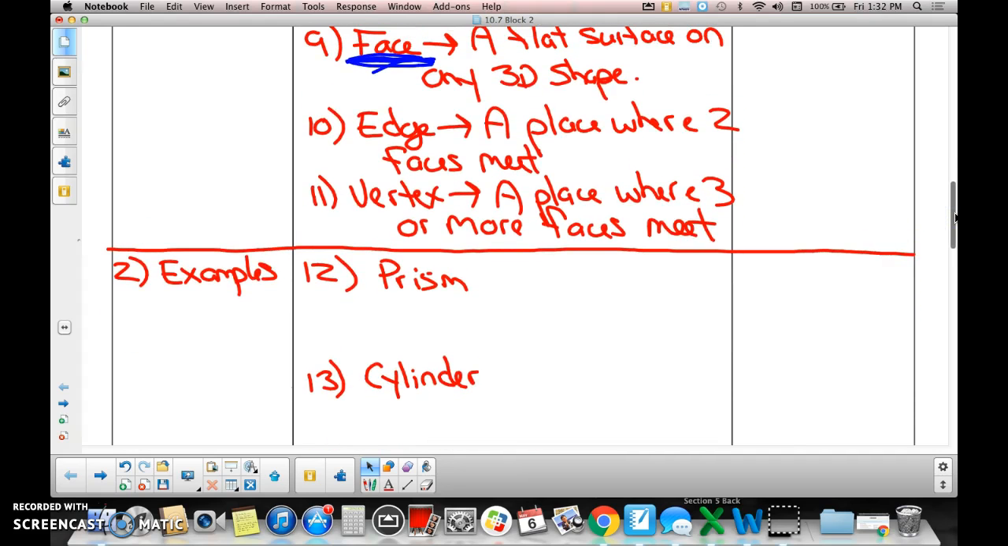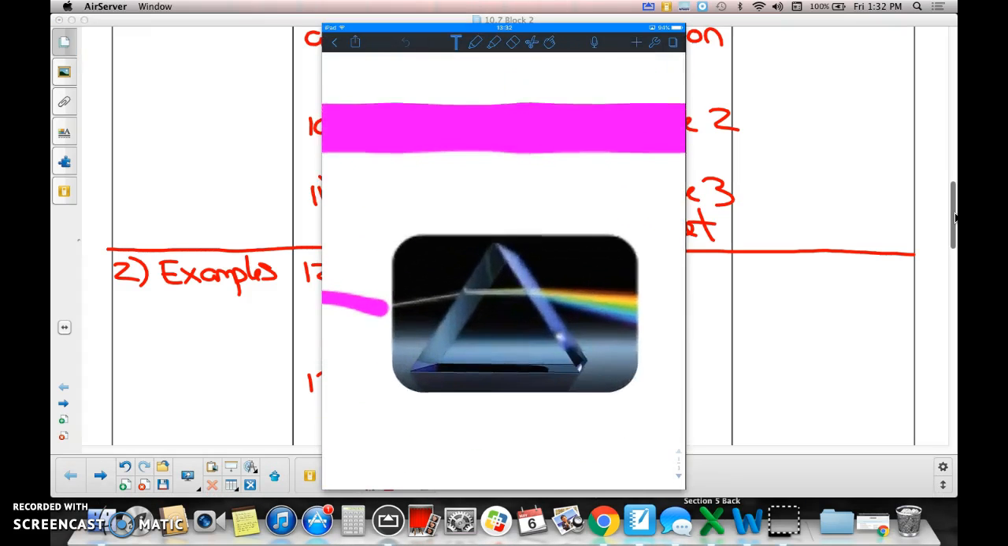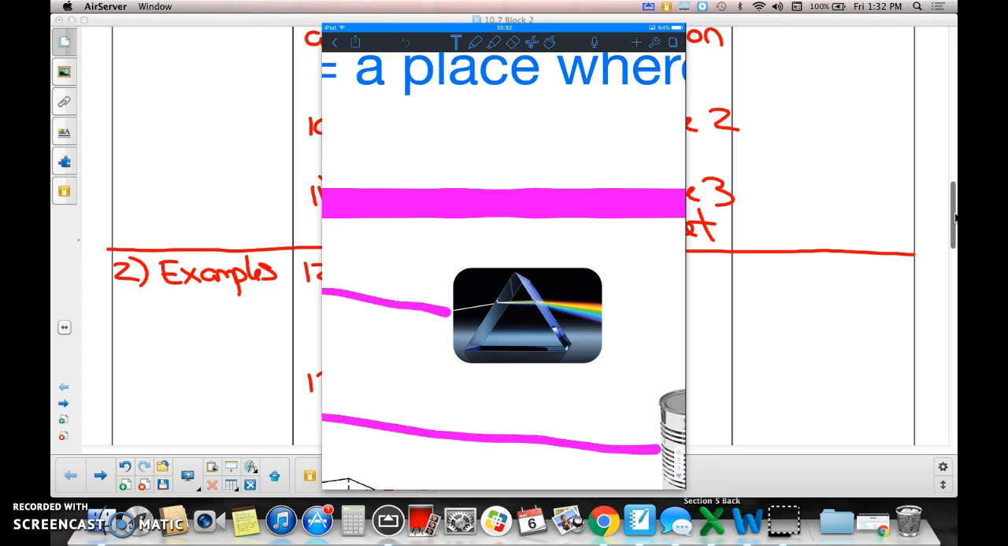Who can show me an example of a prism by AirPlaying in? So get ready, my AirPlayers. This is an example of a prism. Okay, sweet. So what is a prism? Can somebody read their definition for a prism again? A prism is what, Caitlin, really loud? A 3D shape with two parallel congruent bases.